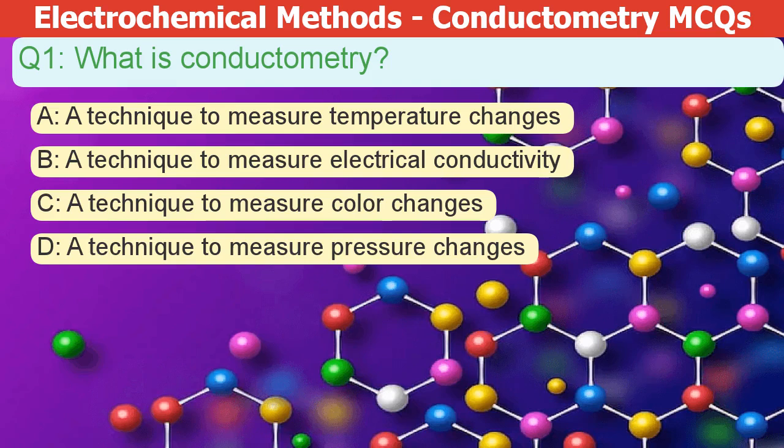What is conductometry? A. A technique to measure temperature changes. B. A technique to measure electrical conductivity. C. A technique to measure color changes. D. A technique to measure pressure changes.